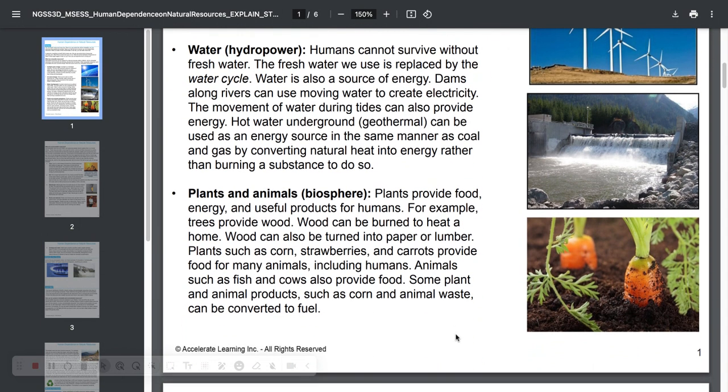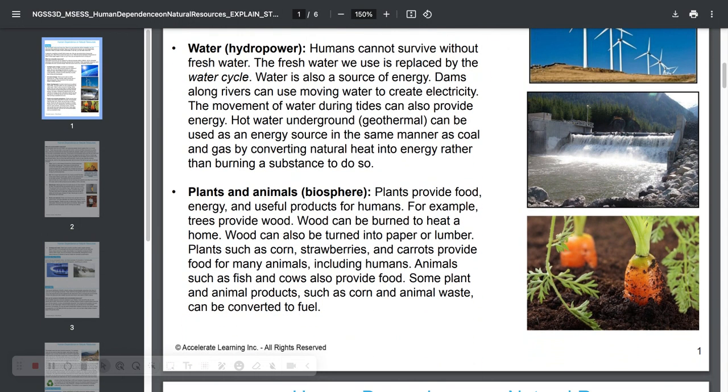Water, also known as hydropower. Humans cannot survive without fresh water. The fresh water we use is replaced by the water cycle. Water is also a source of energy. Dams along rivers can use moving water to create electricity. The movement of water during tides can also provide energy.